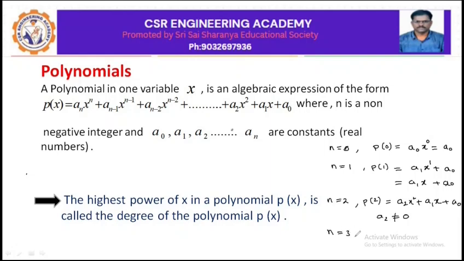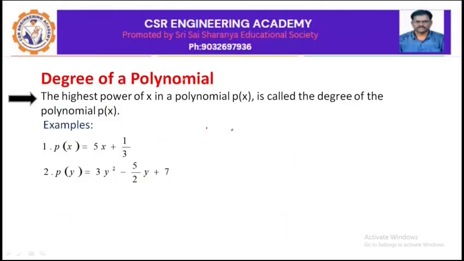n is equal to 3, that is p of 3 is equal to a_3 x cubed plus a_2 x squared plus a_1 x plus a_0. Here the degree of the polynomial is 3, a cubic polynomial, and your condition is a_3 is not equal to 0. Degree of a polynomial: the highest power of x in a polynomial p of x is called the degree of the polynomial p of x.